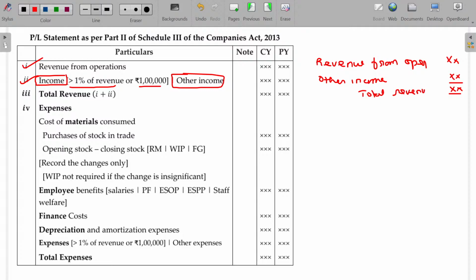Total revenue. Come on, tell me. How do you find out the GP? In the trading account, trading and P&L account, or manufacturing account.